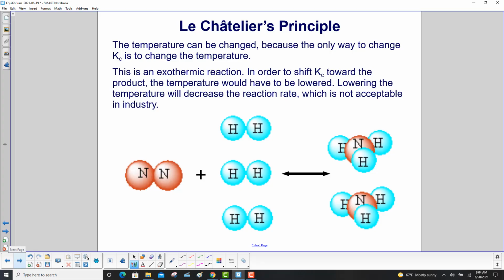The temperature can be changed because the only way to change K, the equilibrium constant, is to change the temperature. Now this is an exothermic reaction. In order to shift K towards the product, the temperature would have to be lowered. Lowering the temperature will decrease the reaction rate, which is not acceptable in industry. Okay, it works, but it's not very cost effective.